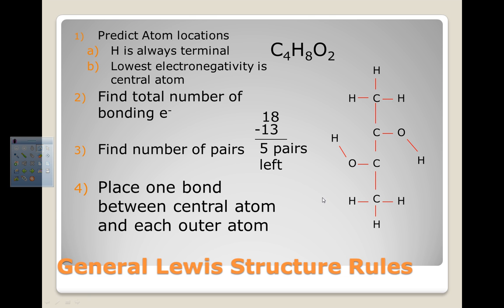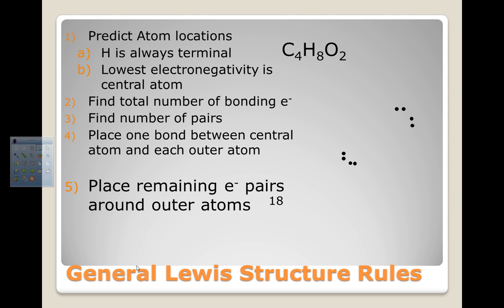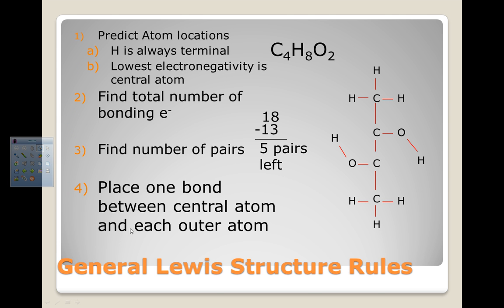It's not finished because, if I go back, we still have 5 pairs left. If I count, I have 1, 2, 3, 4, 5, 6, 7, 8, 9, 10, 11, 12, 13 pairs in the bonds. So I have 5 pairs left over. So let's start looking at who would have some lone pairs. I'm pretty sure oxygen always has lone pairs.